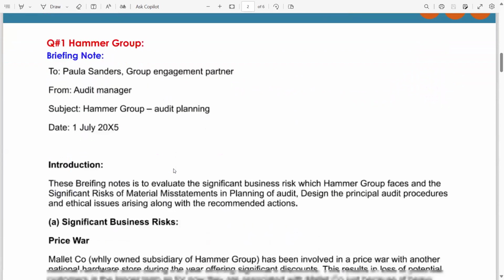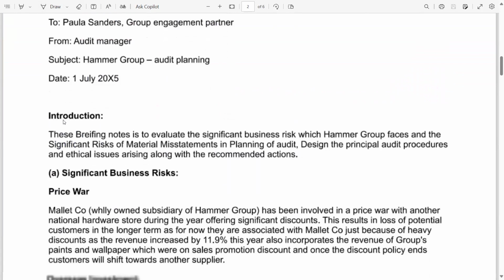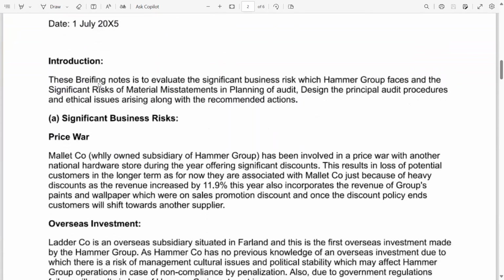Okay, this is the briefing note structure. As I mentioned, from and to: you can see the 'to' is from exhibit 1. So to Paula Sanders, from audit manager, subject Amar Group, date 1st July 2005. Introduction. This briefing note is to evaluate the significant business risks which Amar Group faces and the significant risks of material misstatement in planning of audit, design the principal audit procedures and ethical issues arising along with the recommended actions.